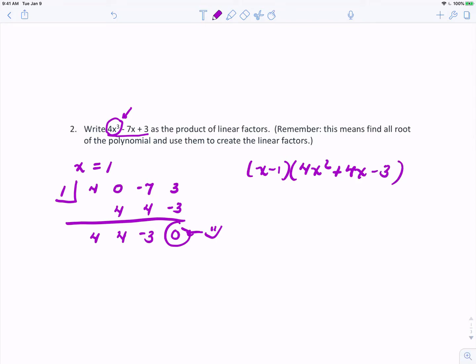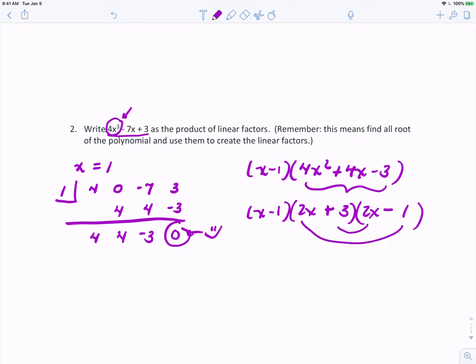Now you can either go to the quadratic formula to see how the second term quadratic would factor, or you could just try factoring it. So I'm just going to see if it factors because I think it does. So let's break this up using a 3 and a 1. And yeah, let's just double check.